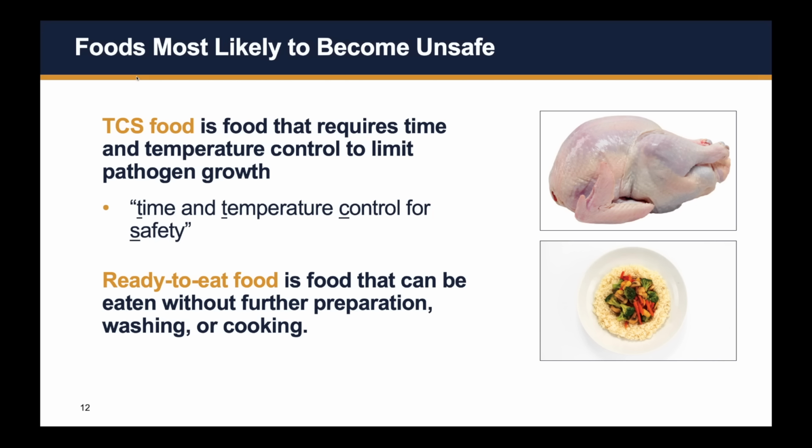So TCS food is food that requires time and temperature control to limit pathogen growth. Ready-to-eat food, also known as RTE, is food that can be eaten without any further preparation, washing, or cooking. So it's going to be your fruits, your vegetables. You technically don't need to cook every food product for it to be considered safe.